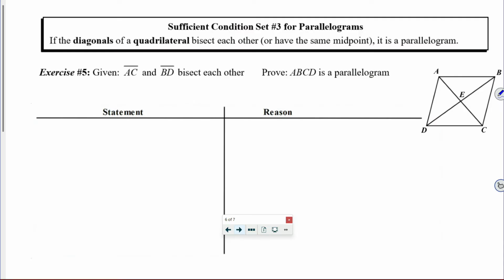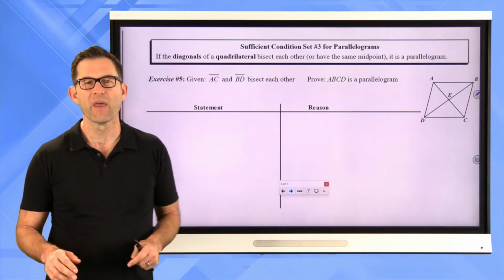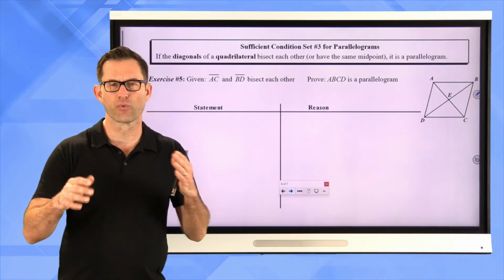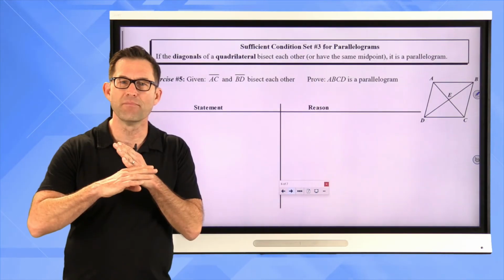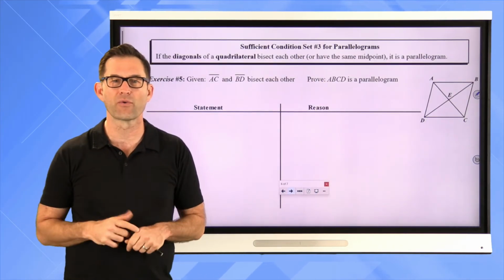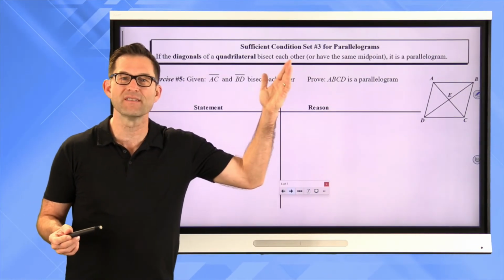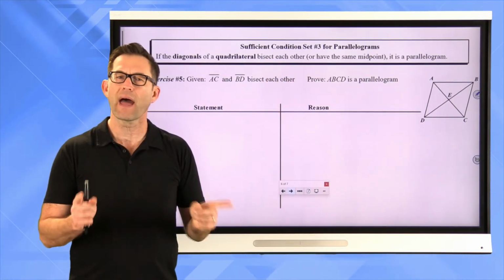Given that AC and BD bisect each other, prove that ABCD is a parallelogram. Now again, just think about how kind of cool this is. If I took two segments and I just drew them so that they had the same midpoint, and then I connected their endpoints into a quadrilateral, that quadrilateral would have to be a parallelogram. That's what this condition set says. But how do we prove that?